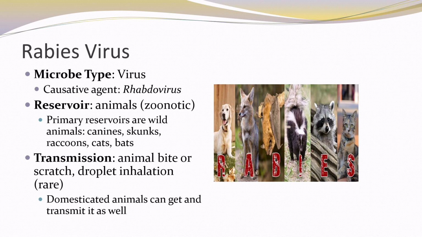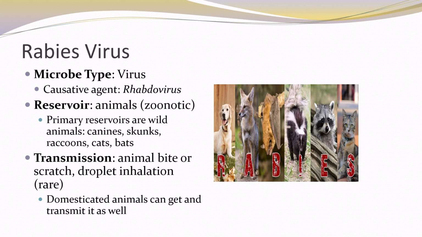Moving right into rabies. Rabies is a virus. The causative agent is the rhabdovirus. The reservoir is typically animals. So things like canines, skunks, raccoons, cats, and bats. There are a handful of other things that we'll talk about here in just a minute, but those are kind of the primary offenders when it comes to rabies, especially in the US.